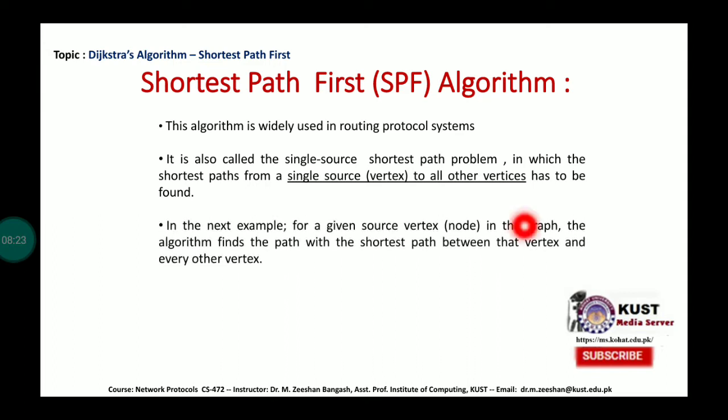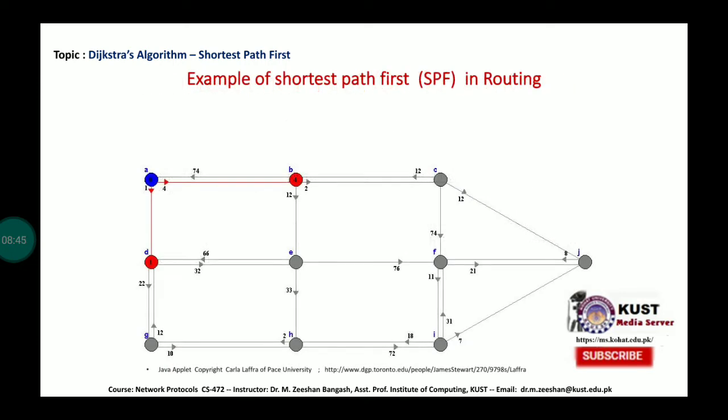In the coming slides, for a given vertex node in the graph, the algorithm will find the shortest path between the starting vertex and all the other vertices in that graph or in that network. So let's look into this diagram, in which you can notice that there are different vertices connected with each other, and the starting vertex is vertex A. The routes to every other vertex are shown diagrammatically.